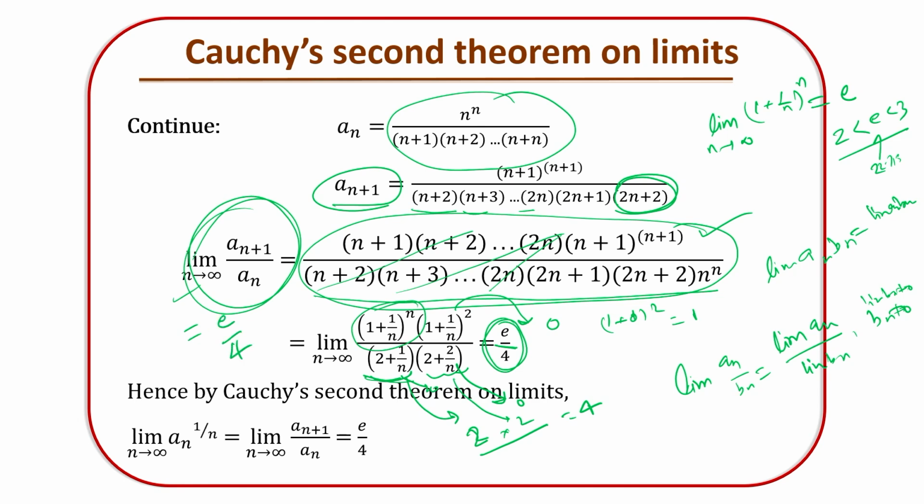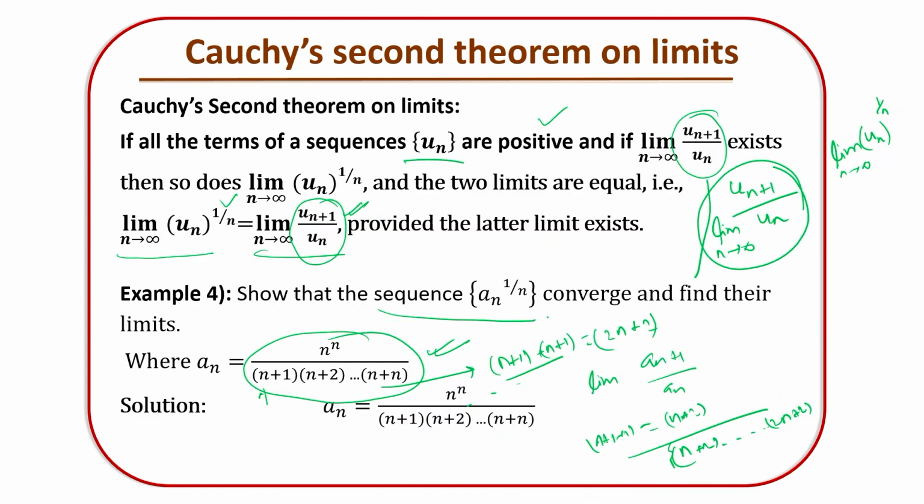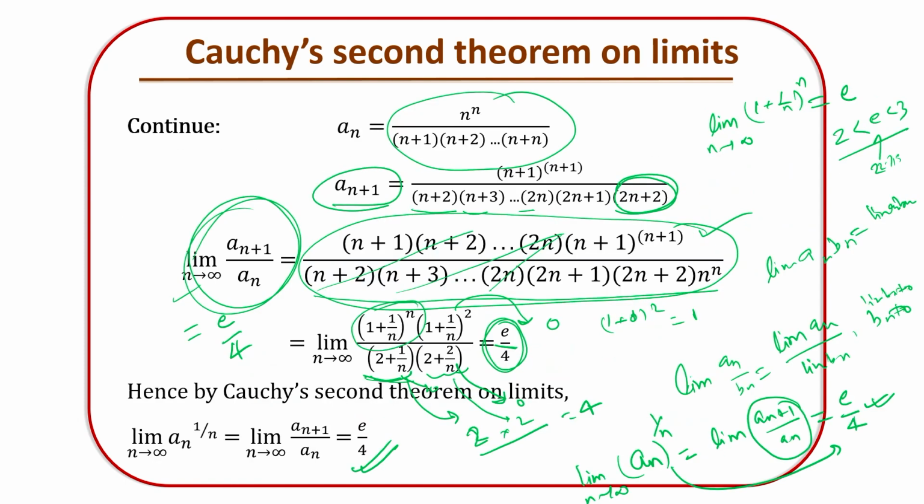Hence using Cauchy's second theorem. Cauchy's second theorem says that if there is a sequence an, then the limit as n tends to infinity of an power 1/n can be evaluated and it is equal to the limit of an plus 1 divided by an. And it has given how much it is? It is e by 4. So this limiting value is e by 4. So we have proved that this sequence an power 1/n converges and converges to a finite number, its number is equal to e by 4. That's the proof of this problem.